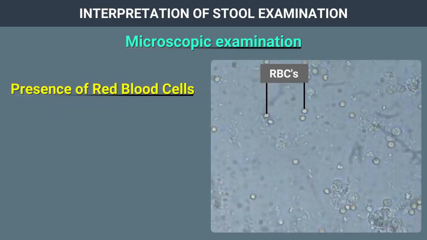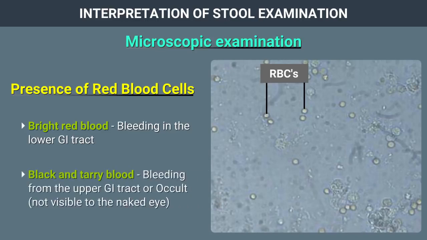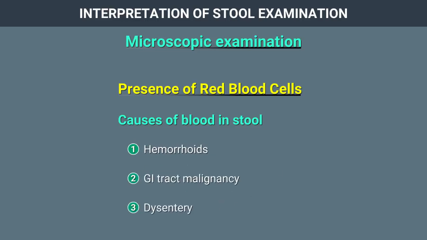Presence of red blood cells in the stool. Blood in stool can be bright red from bleeding in the lower gastrointestinal tract, or black and tarry from bleeding from the upper gastrointestinal tract, or occult, which is not visible to naked eye. Causes of blood in stool can be hemorrhoids, GI tract malignancies and dysentery.